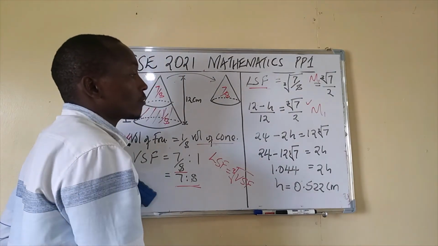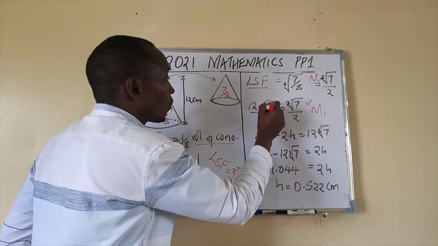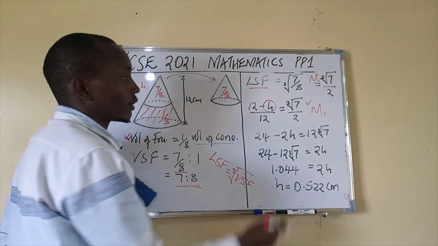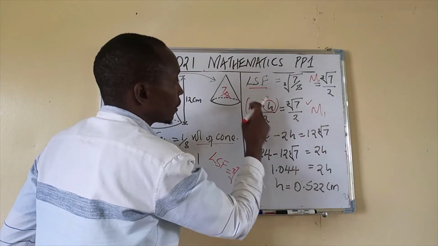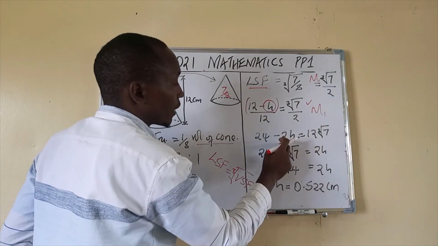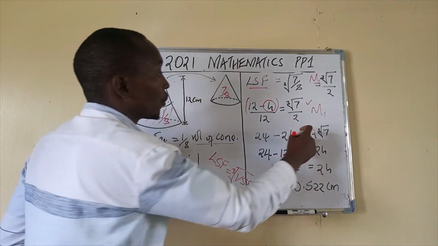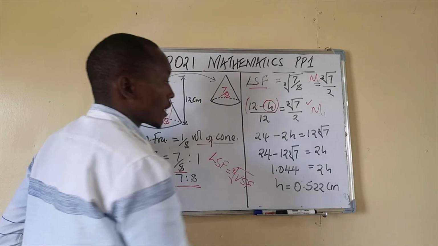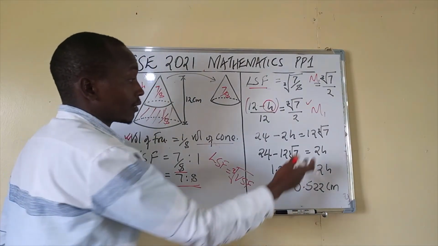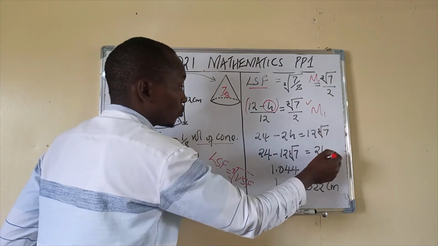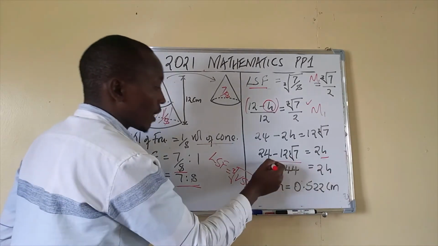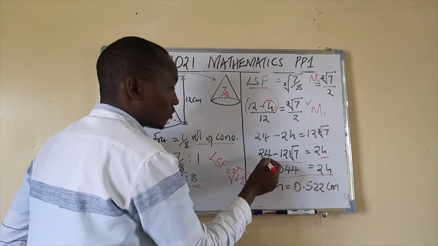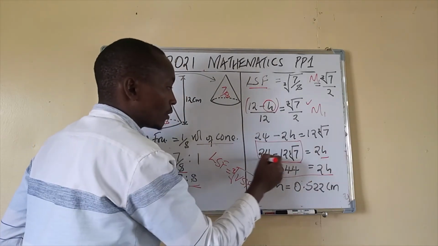So the only thing remaining is to work out. We solve for h. Cross multiply, remember that. This is 24 minus 2h equals 12 cube root of 7. With that, you can put the like terms together, the h, 2h on this side. Then you have this.